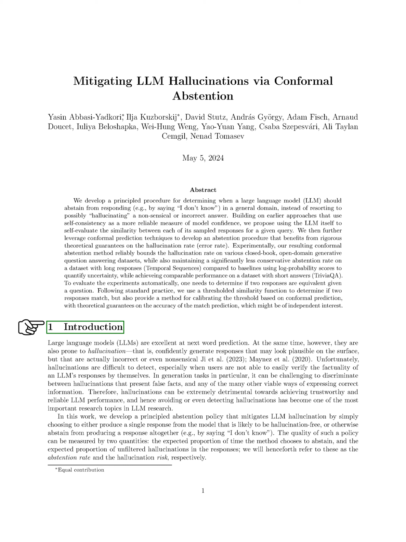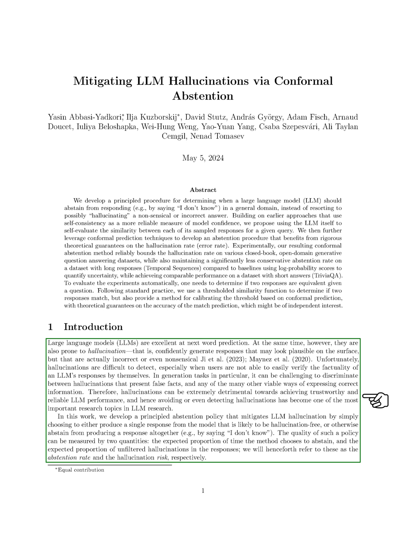Section: Introduction. In this section, we excel at predicting the next word. However, we also face challenges with hallucinations, where our responses may seem correct but are actually incorrect or nonsensical. Detecting these hallucinations is crucial for ensuring reliable performance. To tackle this, we introduce a method to either provide a trustworthy response or abstain from answering altogether. We measure the success of our method by looking at the rate of abstention and the risk of hallucinations in the responses.